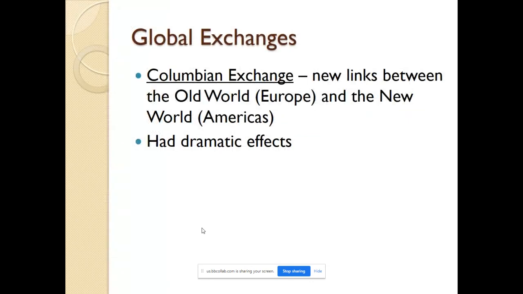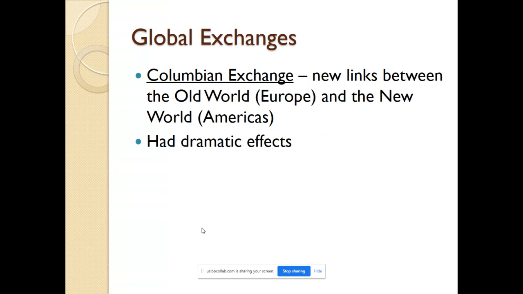It's known as the Columbian Exchange. New links between the old world, that is Europe, and the new world of the Americas. The first time permanent links are established between the old world and the new world. It has incredibly dramatic effects because we are going to see the exchange of not just biology, although biology will be a huge part of it, but it's also the exchange of culture.